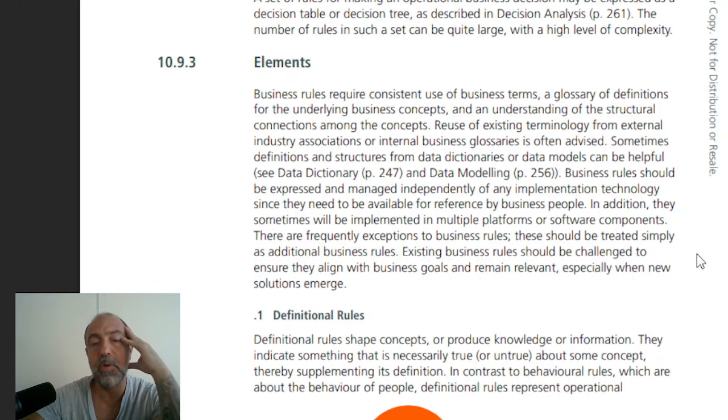Business rules, what are the elements? Basically, business rules require consistent use of business terms, glossary definitions for underlying, like, I think the elements for business rules is how to document them. The structural connections among the concepts, reuse of existing terminology.